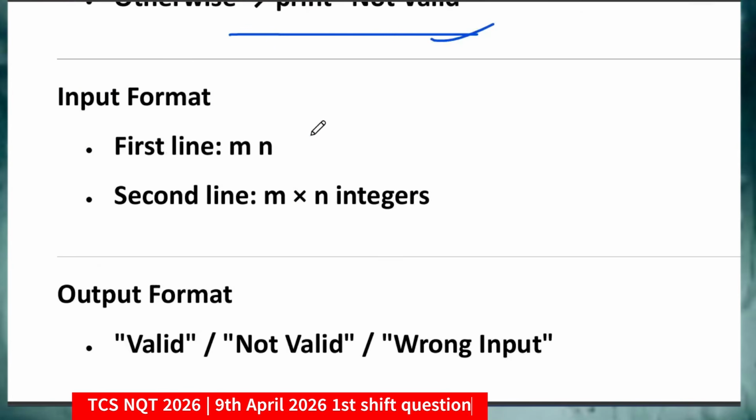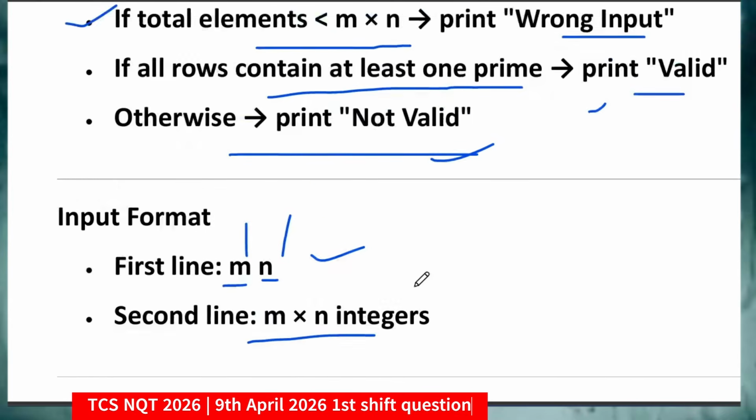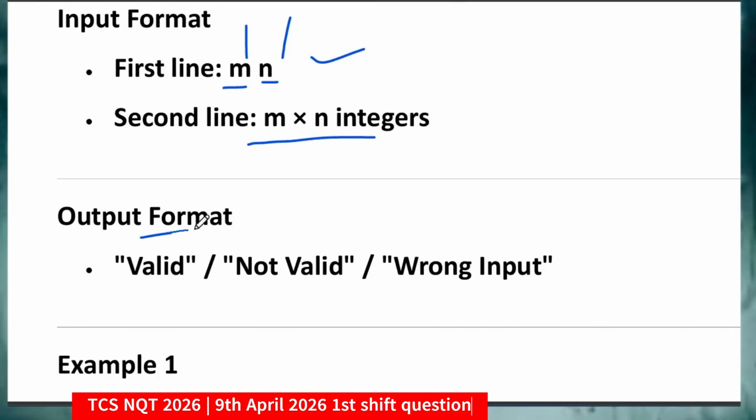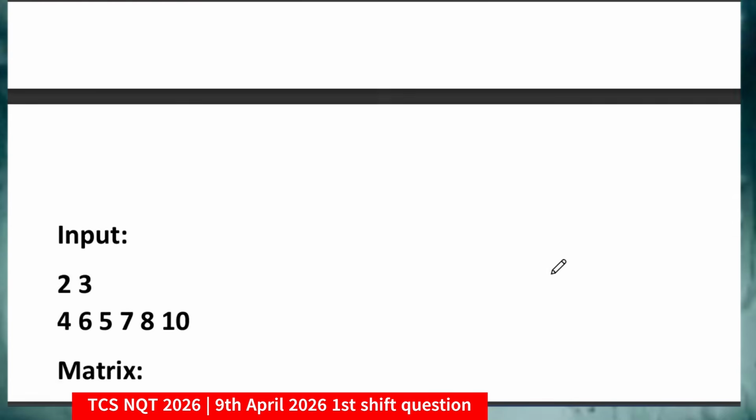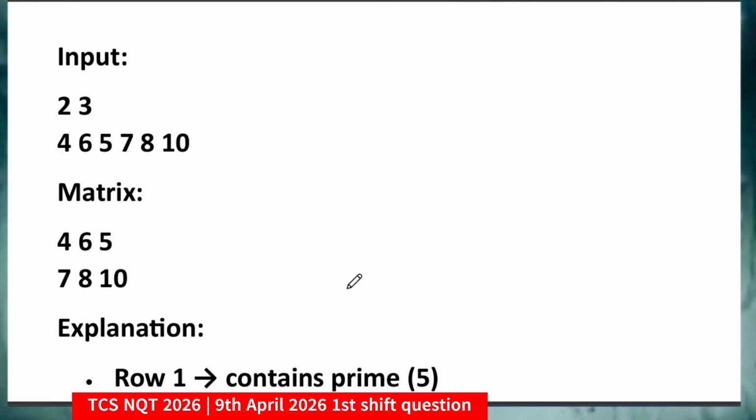So the first line will contain m and n values, which denote the rows and columns. The second line contains m into n integers, and you have to just print the output. The output format might be a string. So if you are a candidate who has given the exam today, must comment here about the output format so that other students will get an idea. Otherwise this question is not that hard.